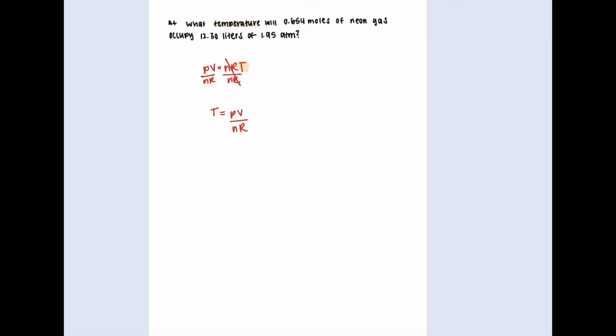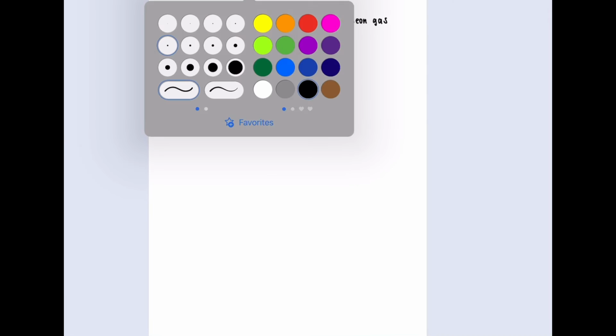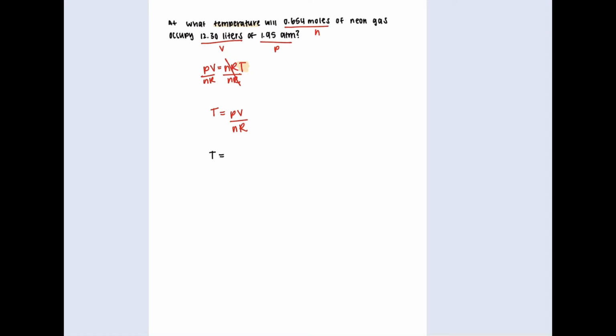So let's now plug in our information. We have moles, we have volume, and we have pressure. So this would be P, volume is V, and then moles is n. So now let's plug everything in. T equals our pressure, which is 1.95 atm. And make sure to write your units. It's going to help you when you're trying to find your final calculation. That's going to be multiplied by volume, which is 12.30 liters, over, and then on the bottom, we have the number of moles, 0.654 moles, times R, the gas constant, 0.08206.